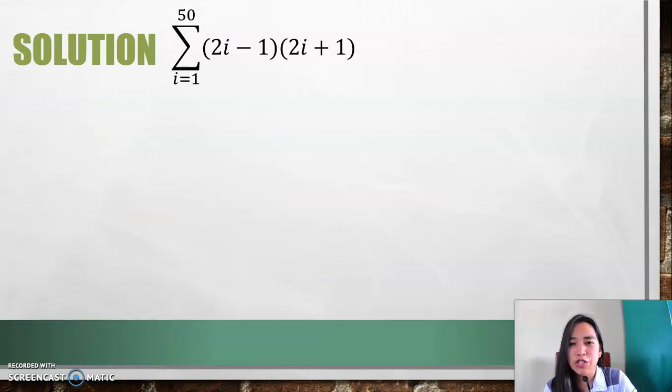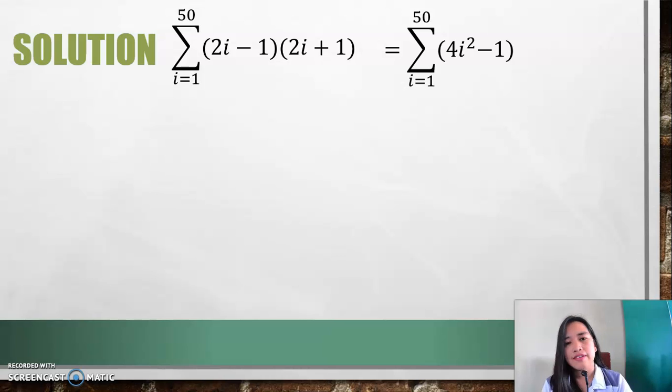Okay, let's proceed to our third example. The summation of the quantity 2i minus 1 times the quantity 2i plus 1. The same, what we will do first is multiply it. So the result is 4i squared minus 1. So this is the difference of two squares.